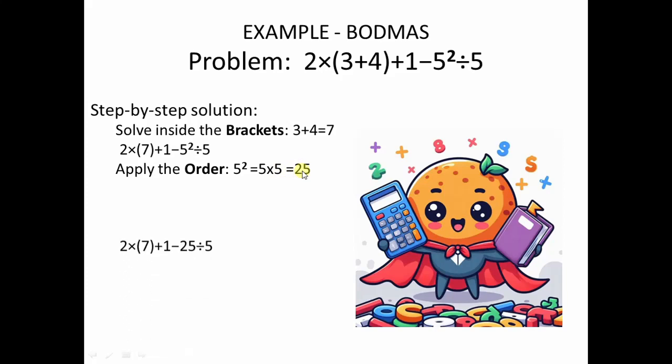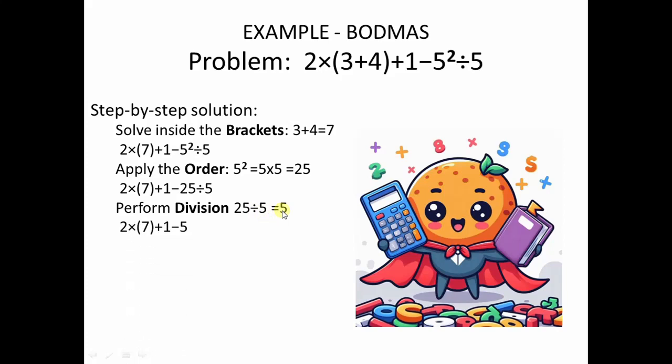So what we are going to do, again write this: 2 multiplied by 7 plus 1. So instead of 5 raised to 2, we have 25 divided by 5. So once the order is done, next what needs to be done is the division. So division, where it is over here in this equation, you have 25 divided by 5. So you divide 25 by 5, you're going to get 5.